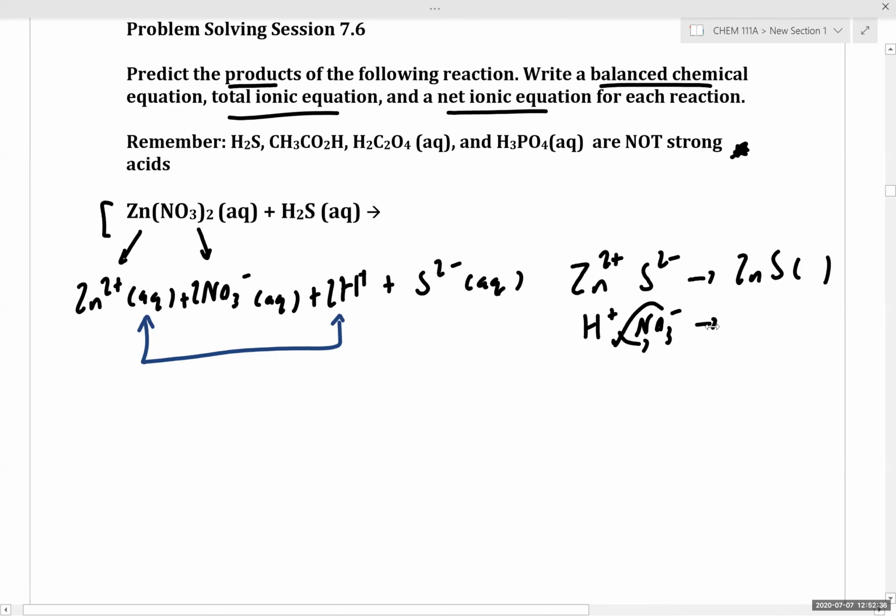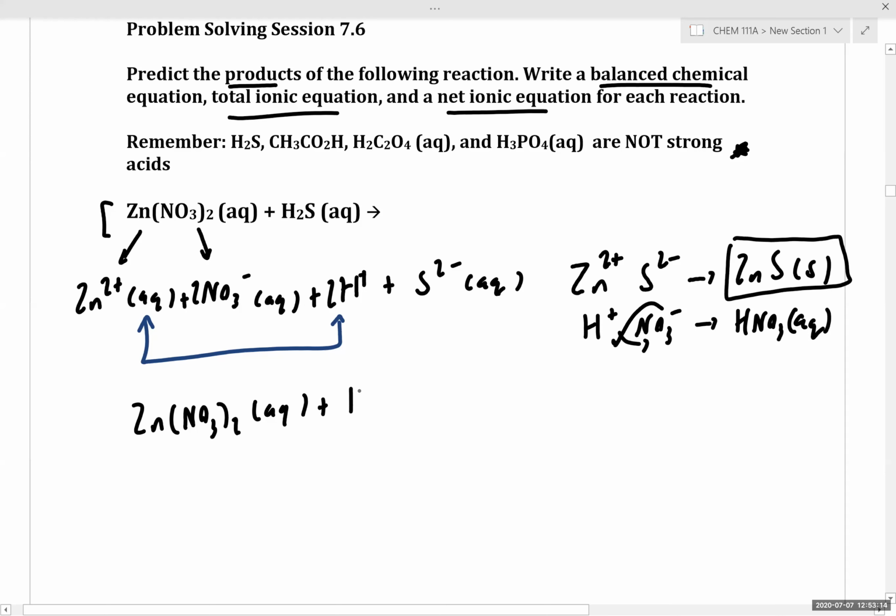So now we have to just fill in our state symbols. What is the state symbol for zinc sulfide? What is the state symbol for a metal sulfide? Solid, yep. Nitric acid. What is the state symbol for nitric acid? Aqueous, okay. So we have our solid, so zinc sulfide is going to be our product. Okay, so we write out our products from our chemical reaction.